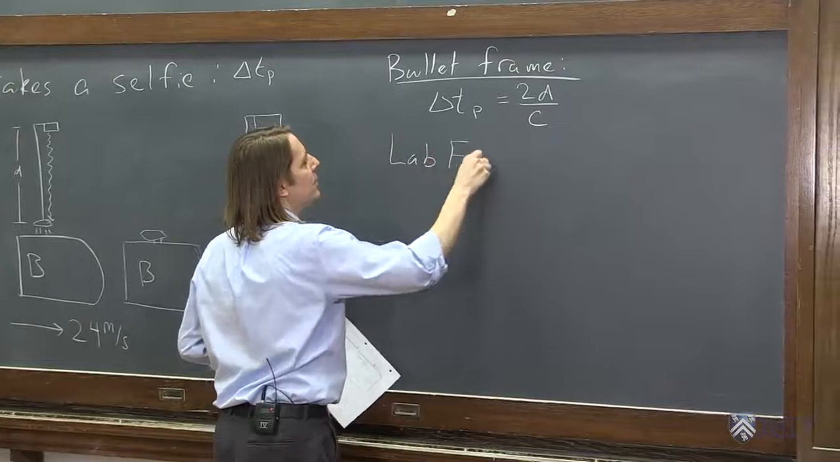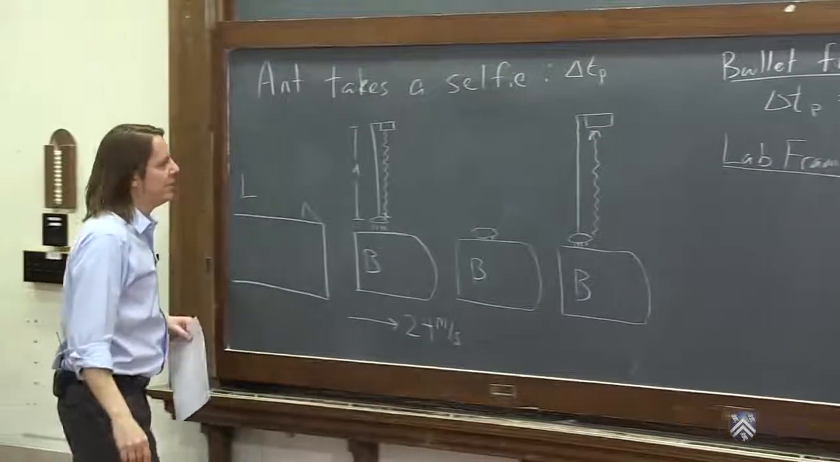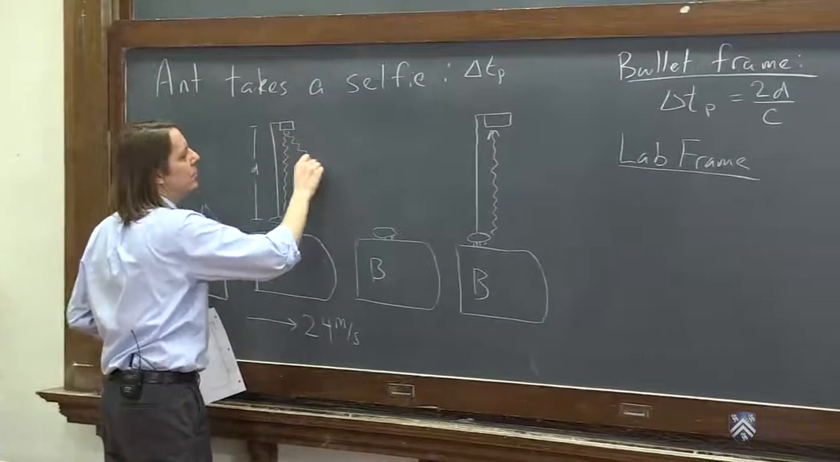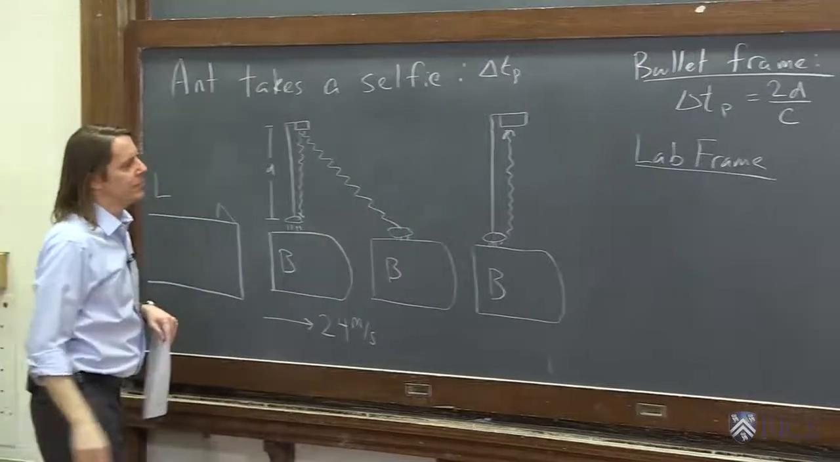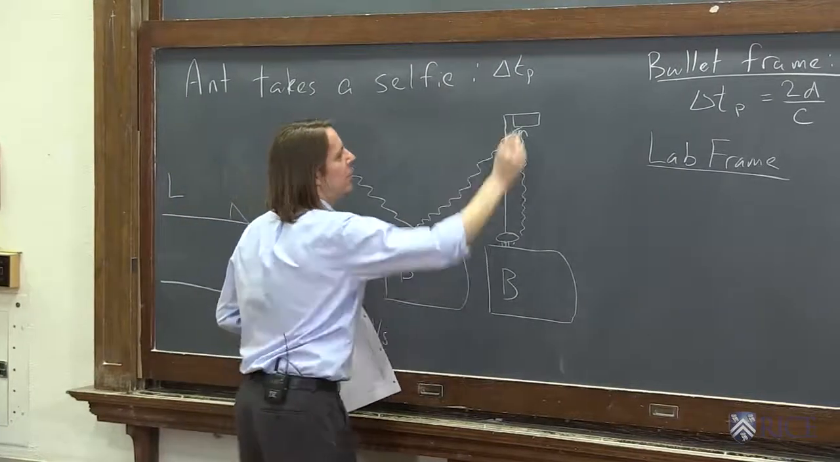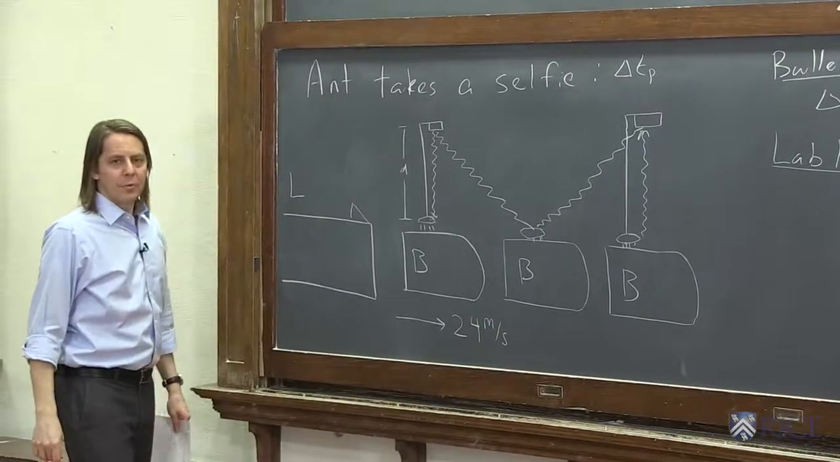Now let's look at it in the lab frame. So this is if you and I were watching this light. What would we see? We would see basically the light go off and reflect off the ant's pretty shiny face and go up to the camera. Well, clearly it goes further.